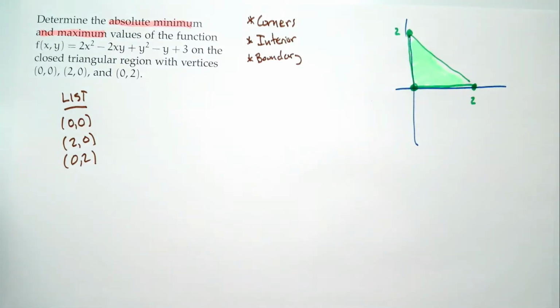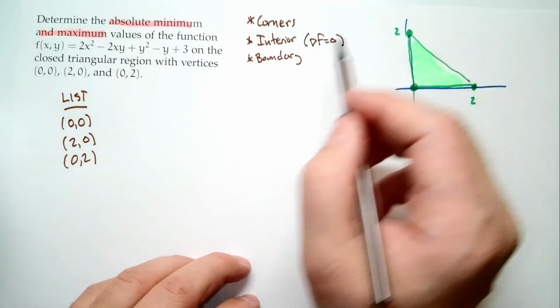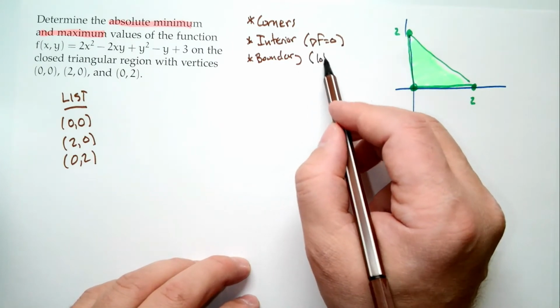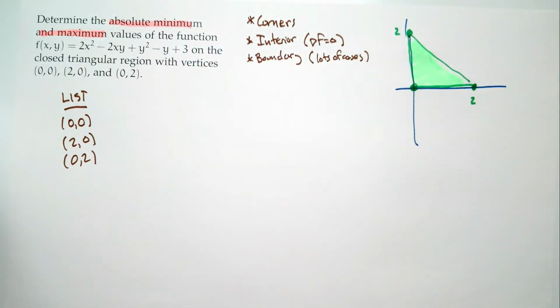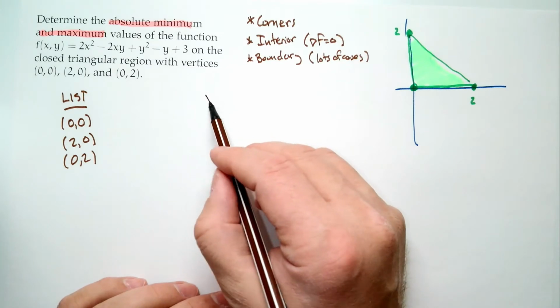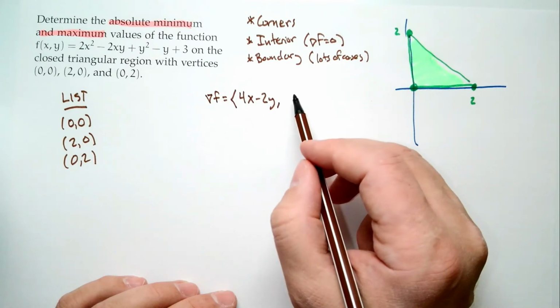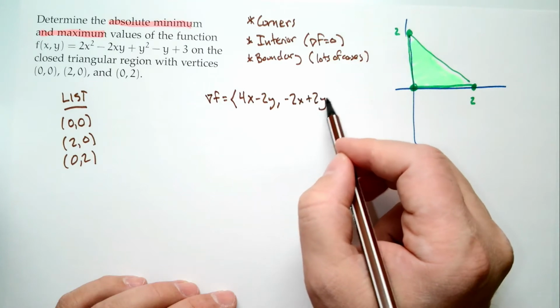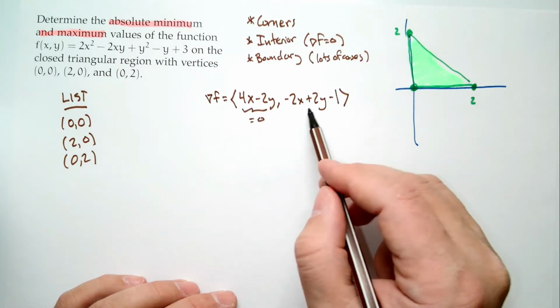Interior is not usually too bad, because interior, that is where you set the gradient equals 0. Then boundary, it's not so bad, but lots of cases, usually. So if it's a triangle, there will be 3 cases. If it's a rectangle, 4, and so forth. I prefer this order just because it's sort of easy to hard. Okay, so we take our gradient. Our gradient of our function would be (4x minus 2y, negative 2x plus 2y minus 1). All right, and we're going to set each of these equal to 0.